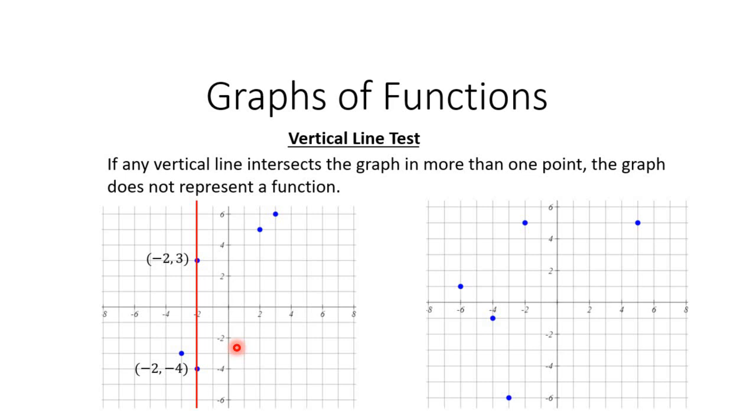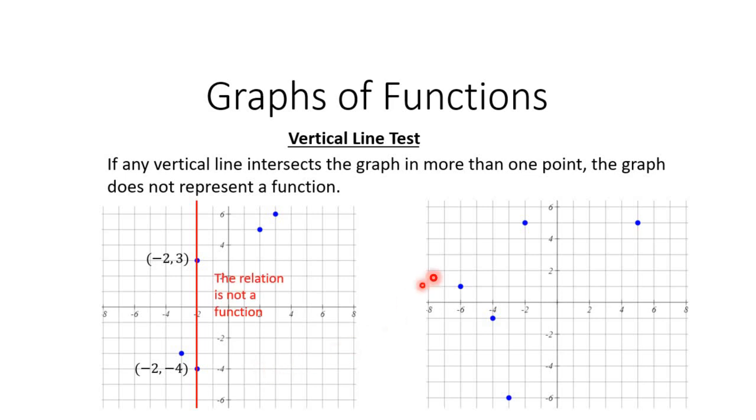Because what we have here is an element of the domain, -2, an x value, that is actually assigned two different elements of the range, 3 and -4, two different y values. So this relation is not a function.